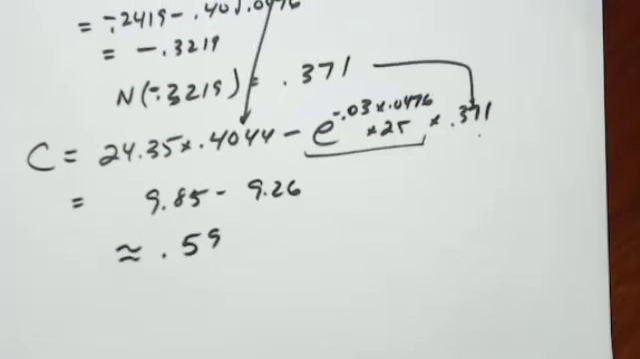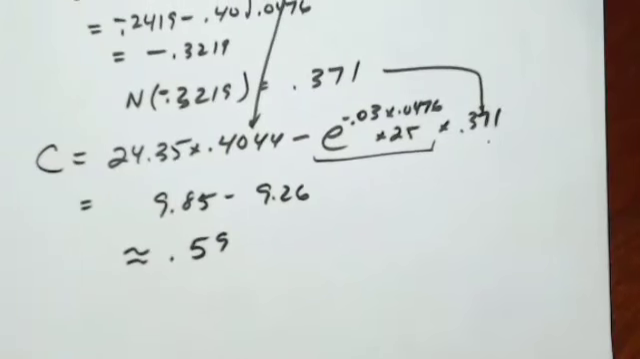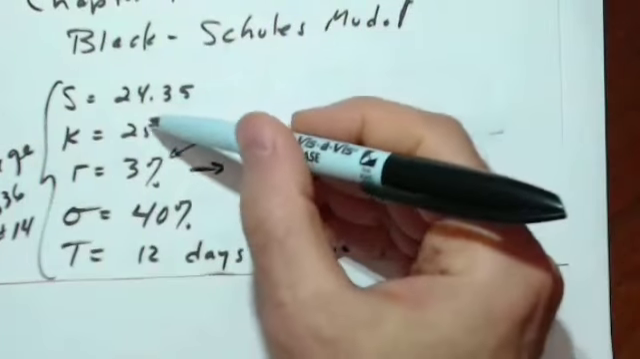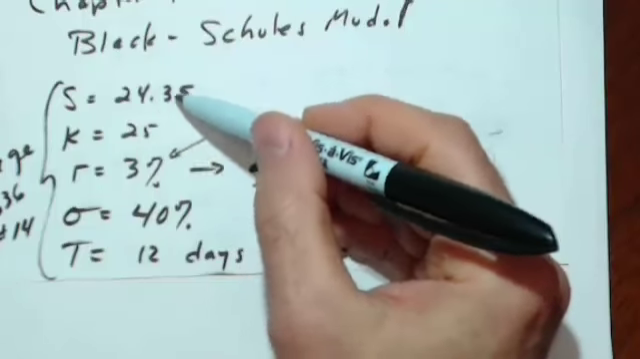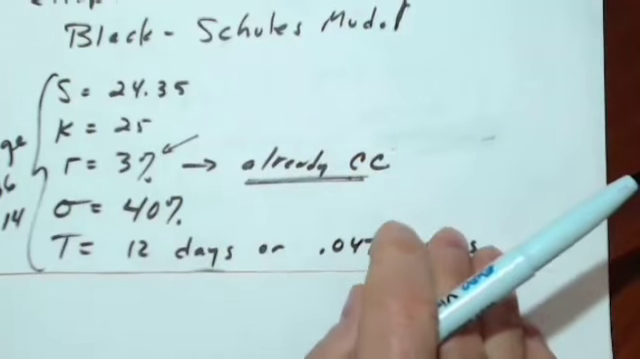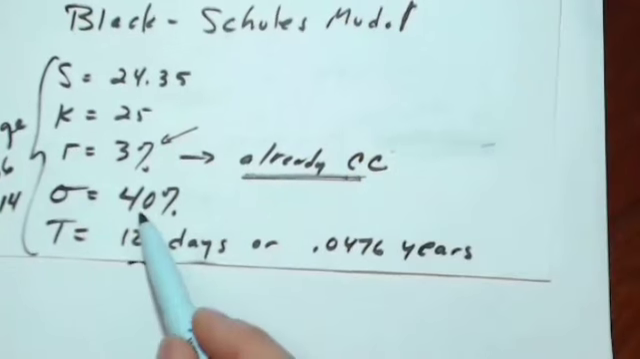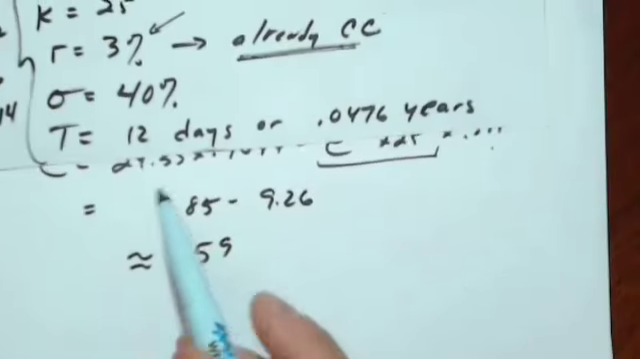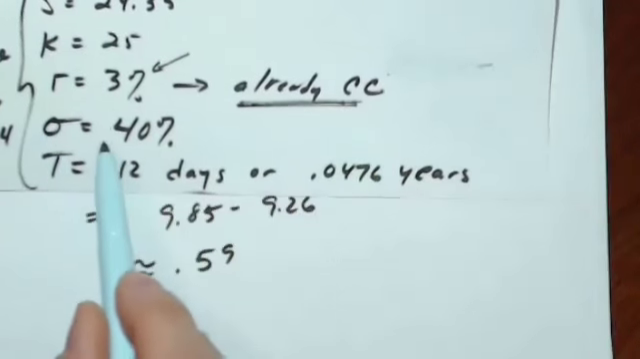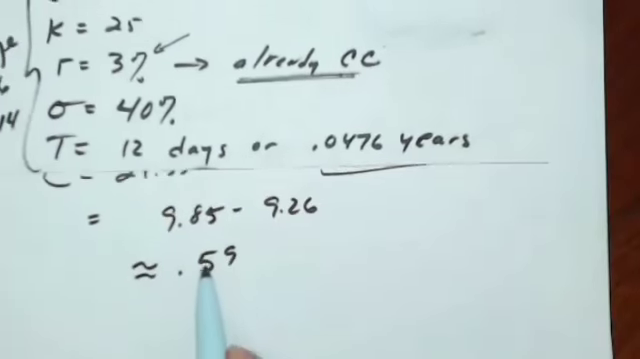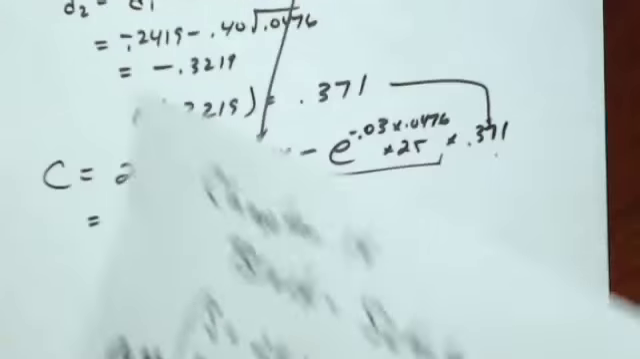So the value of this option is about 59 cents, and ask yourself, does it make sense? Go back to the original part of the problem. This option is slightly out of the money for a call option. It's 65 cents out of the money. And it does have a fair amount of volatility, but at the same time, it only has 12 days left. So given this high volatility, you'd think it'd be worth a lot, but given it only has 12 days left, it's not worth a whole lot. It's only worth about 59 cents.